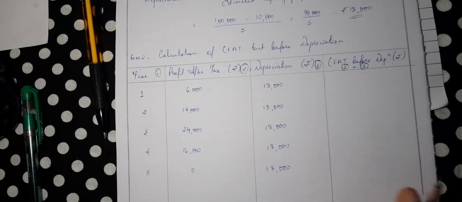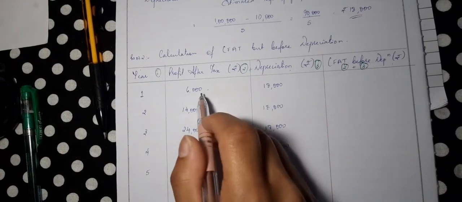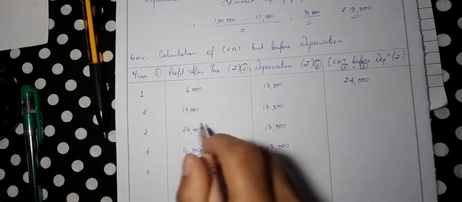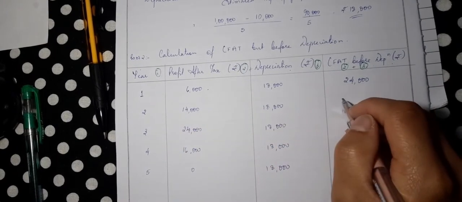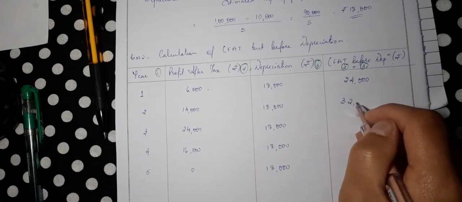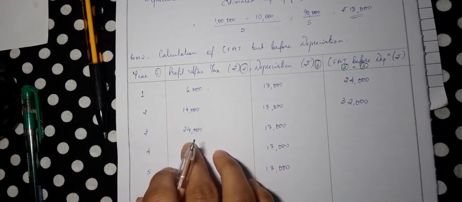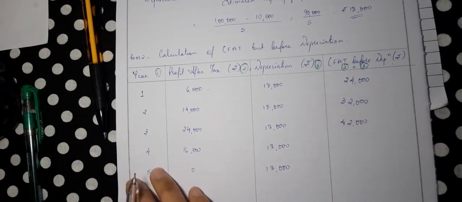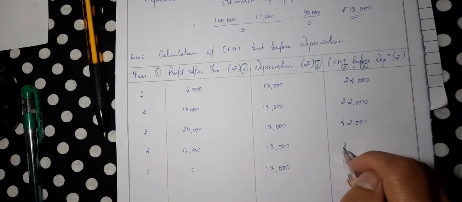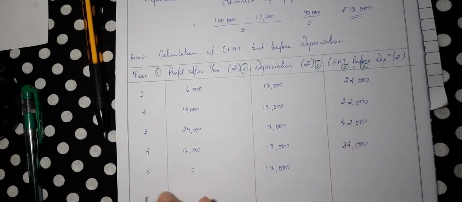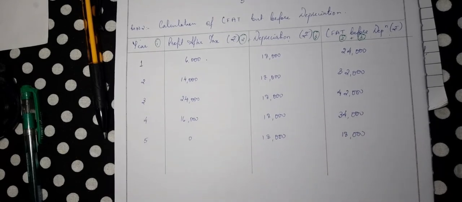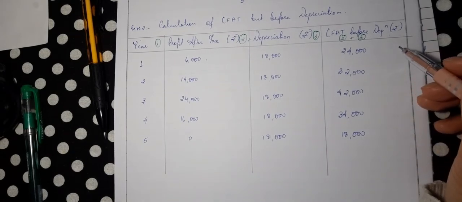Okay, very simple. So cash flow for the first year, 6,000 plus 18,000 should be equal to 24,000. Second year, 14,000 plus 18,000 should be equal to rupees 32,000. Third year, 24,000 and 18,000 should be rupees 42,000. And for the fourth year, it should be equal to rupees 34,000. And for the fifth year, it should be equal to rupees 18,000. Okay, now we have officially the values which we can use for calculating our net present value.